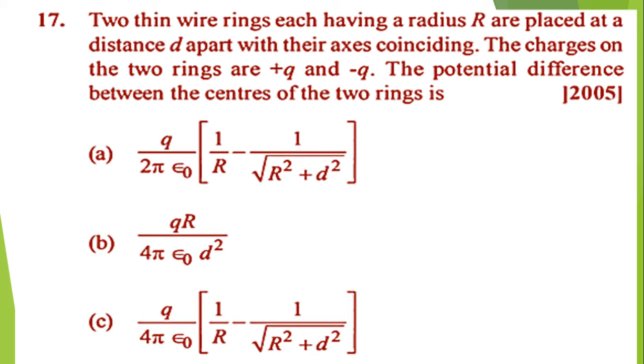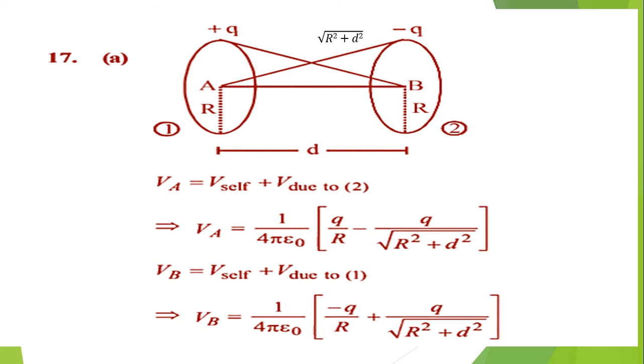Now we find the potential difference between the centers of the two rings, ring A and ring B. The radius of ring A is capital R, so the radius of ring B is also capital R. According to the question, they have the same radius and their axes coincide. The charge on ring A is plus Q, and the charge on ring B is minus Q.